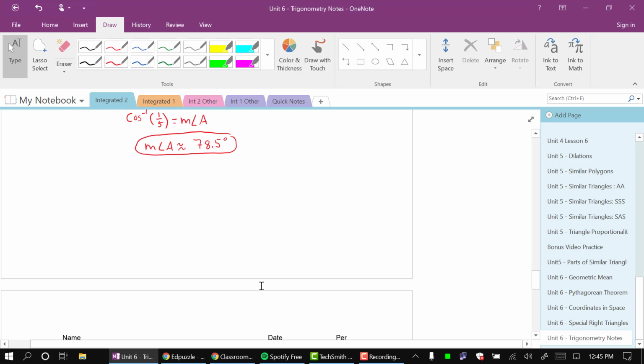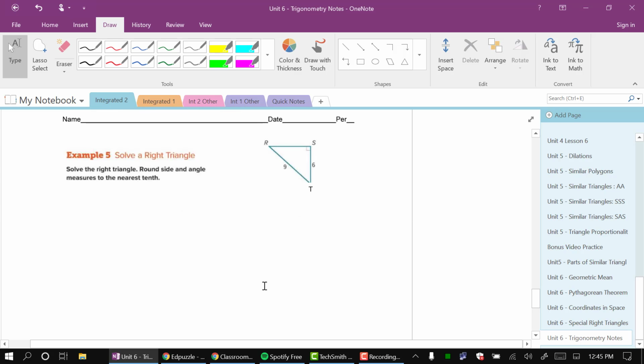Let's try another problem. We want to solve the right triangle. Solve the right triangle, round sides and angle measures to the nearest tenth. We have that the hypotenuse is 9. We have that one of the legs is 6. So what do we need to do? Well, we need to find our other leg, and we need to find our two angles in here. We have R, S, and T. Let's solve for our first angle, angle R. To solve for angle R, I have opposite and I have hypotenuse. So that means I'm going to use sine.